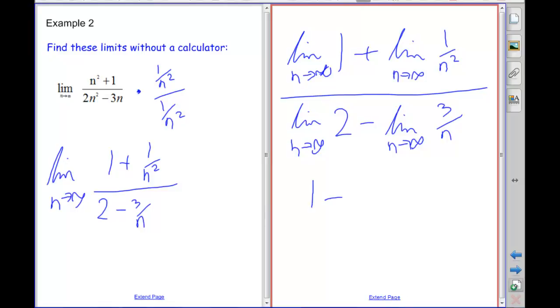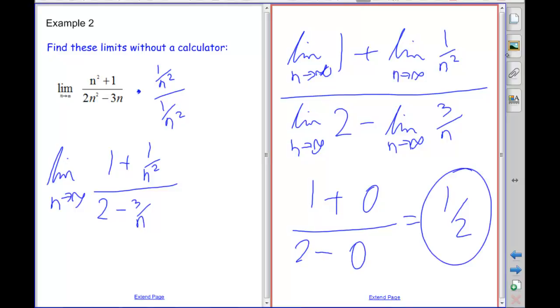Okay. So 1 plus, this is what Julian's talking about now. This limit's 0, all over 2 minus 0, and we get a half. So the limit is 1/2? The limit is 1/2.